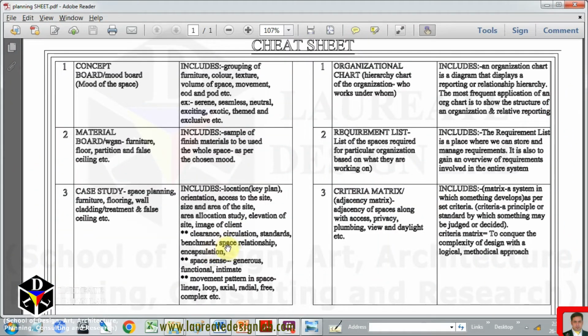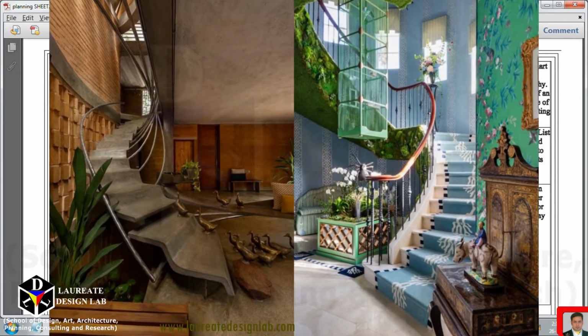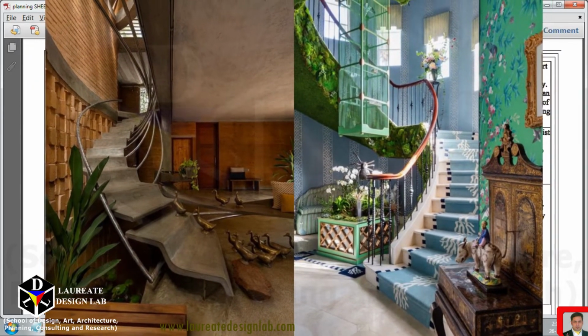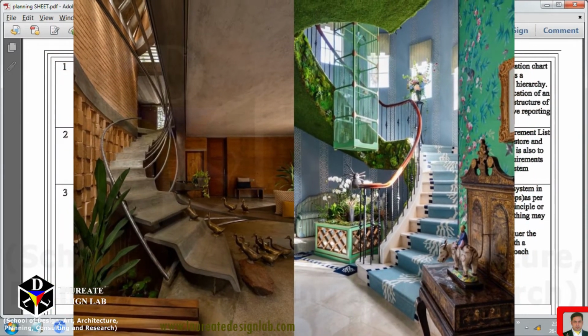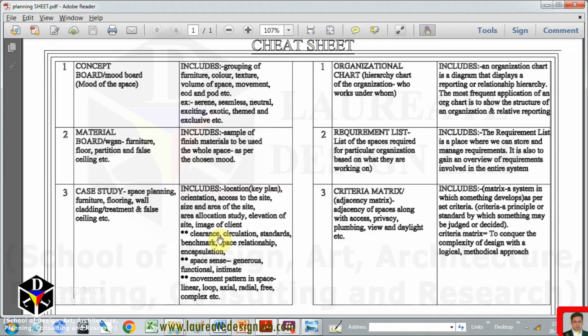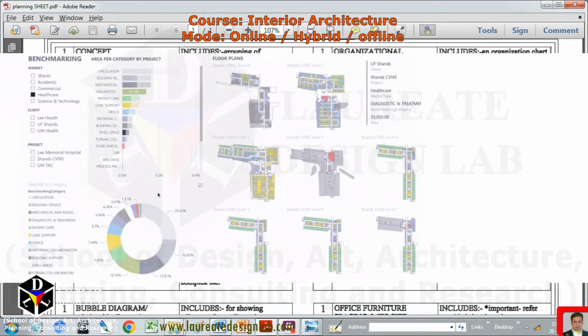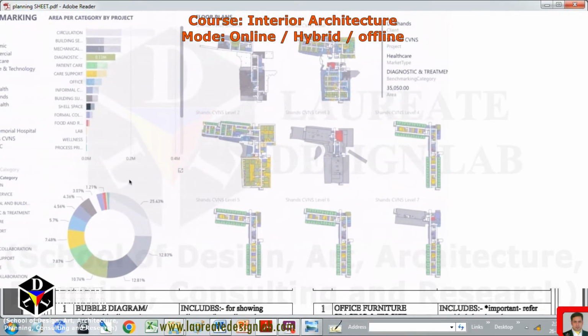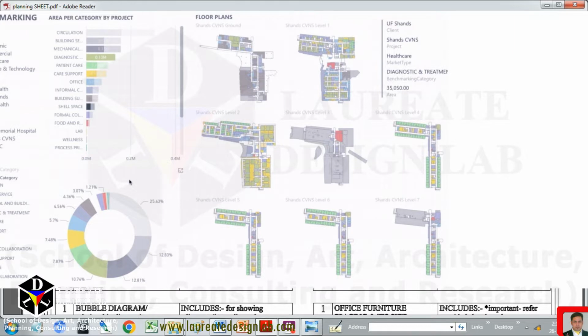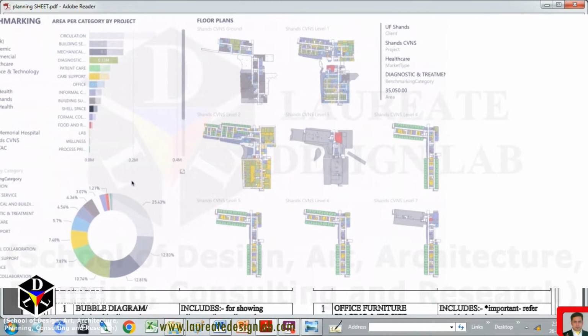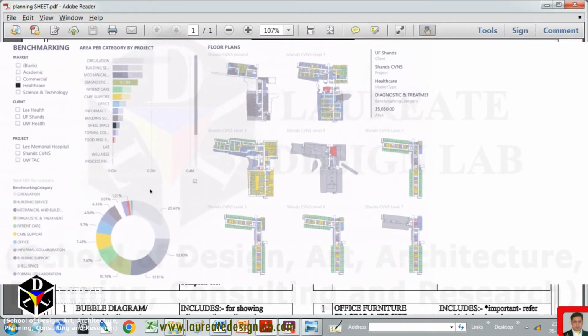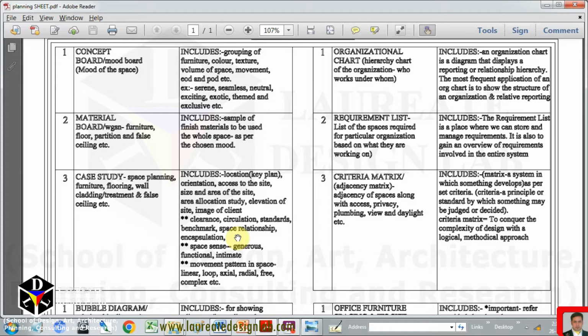Then after that, clearance, circulation, standards, benchmarks, space relationship, encapsulation, these also should be considered, about which we'll be talking in the next class. Okay. But just for the sake of understanding, let me tell you, benchmarking is like, suppose you're studying about something, you learnt about it, then obviously you would like to make something larger than that, bigger than that, better than that.